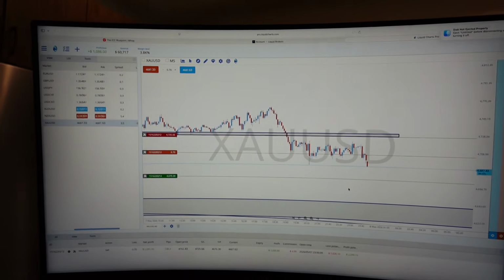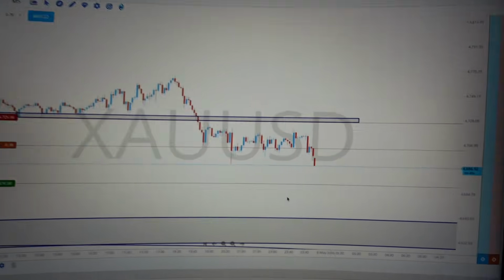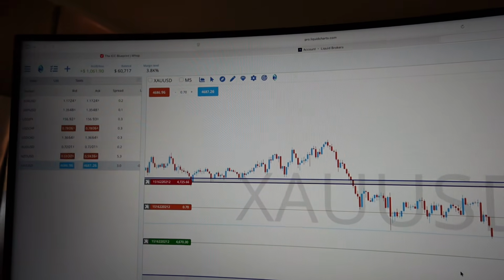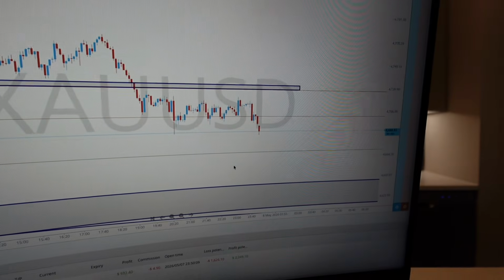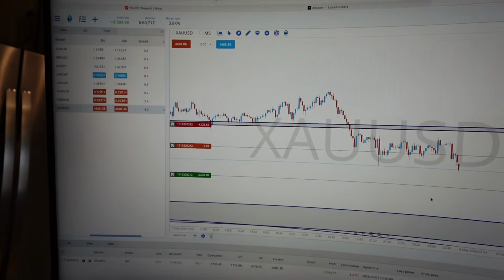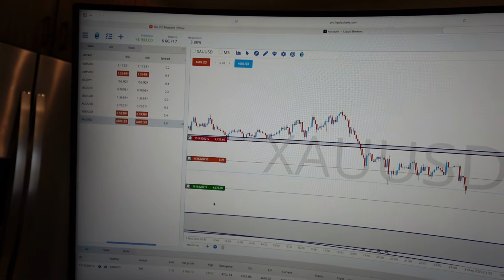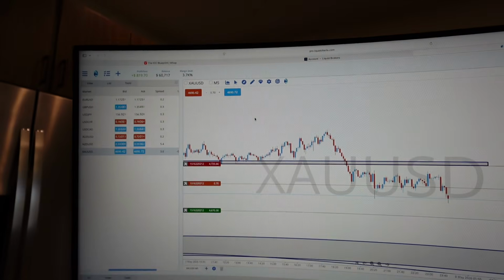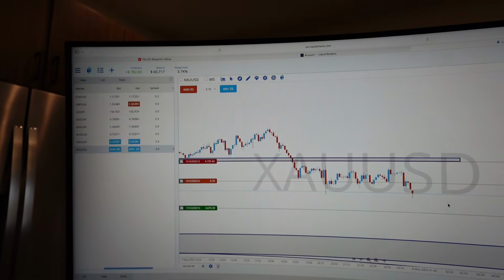Cause she spiked down pretty hard on my prop. So I'm waiting on her to kind of just come down and push. So back up. $92. That's crazy. Now it's going back up though.